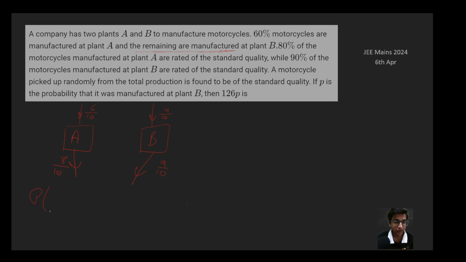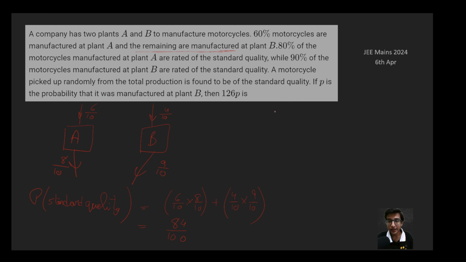So first let us find out the probability of finding a standard quality motorcycle. Standard quality motorcycle would be 6 by 10 into 8 by 10 plus 4 by 10 into 9 by 10. From here, what do we get? 8 6s are 48. 48 plus 36, we get 84 by 100. So this is our probability of finding a standard quality bike.